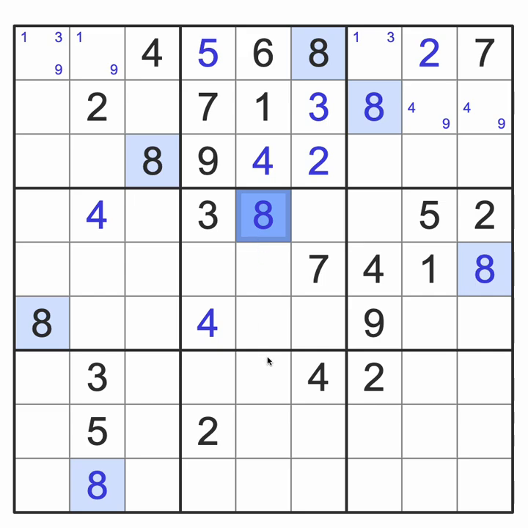And this 8 blocks these in box 8. 8 in box 2 blocks these. 8 in box 7 blocks this cell. Gives me 8 here, which blocks these. 8 in box 7 blocks these. 8 in box 6 and 3 block these. So 8 comes here. That's the last 8.